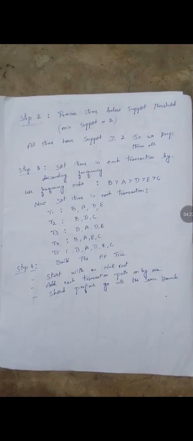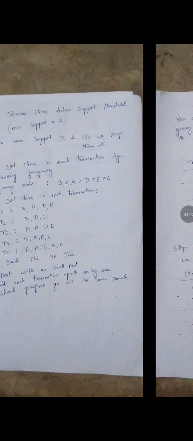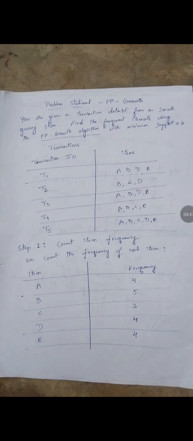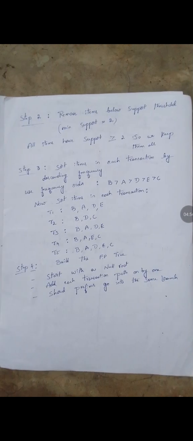We have to follow step 2. Remove the items below the support threshold of 2. All items have support greater than or equal to 2, so we keep them all. Here we got the support count for each item greater than 2. That means you have to keep all the items. And now we have to follow step 3.